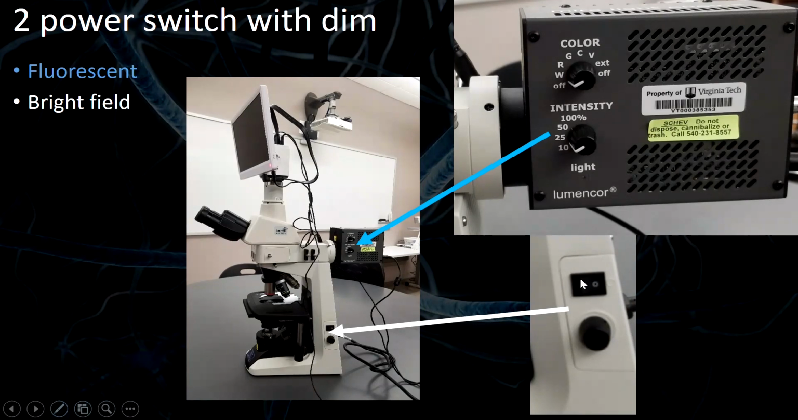And this one is for the bright field switch. If you turn it off, the light will not be coming from this direction. You can also change the intensity of the light by turning this knob.